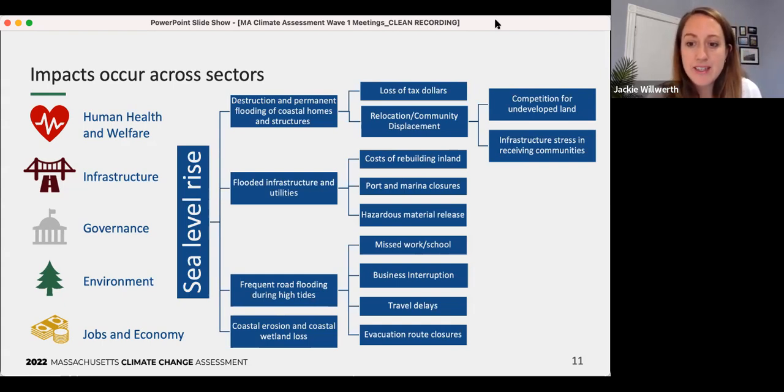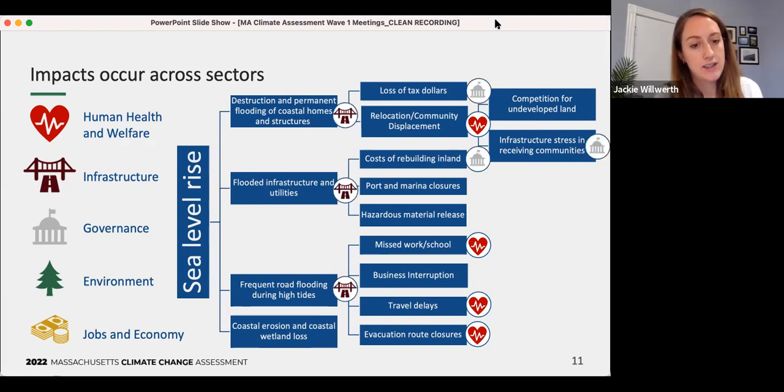So here we have an example using the sea level rise impacts we just looked at. We can classify each of these impacts by their sector. So here now we are highlighting the human health and welfare impacts. You can see the infrastructure, governance, environment, and finally jobs and economy.